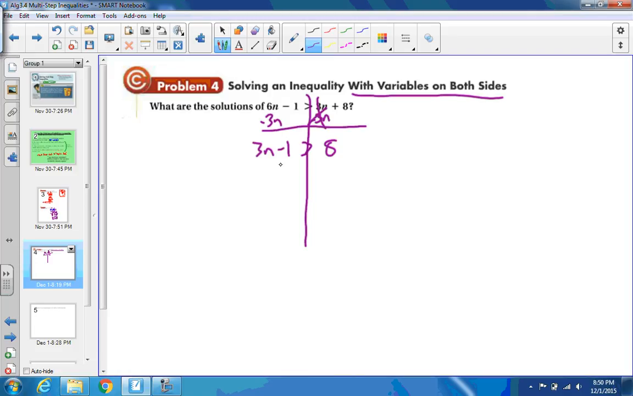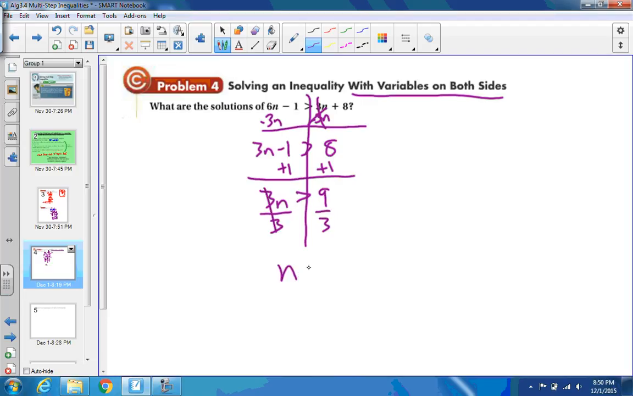All right, and if we add 1 to both sides to get rid of the constant, 3n is still by itself. It's greater than 9. Now there's just a number in front of the variable, and since that's a coefficient in front of it that's multiplied by it, we do the opposite, which would be divide.